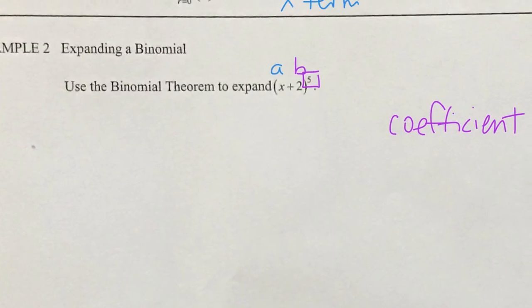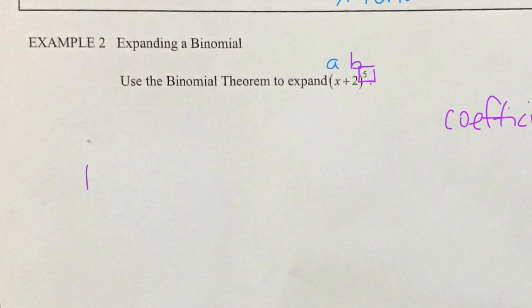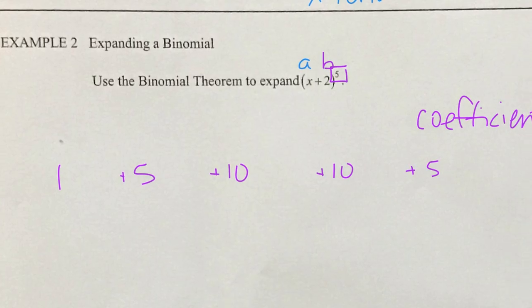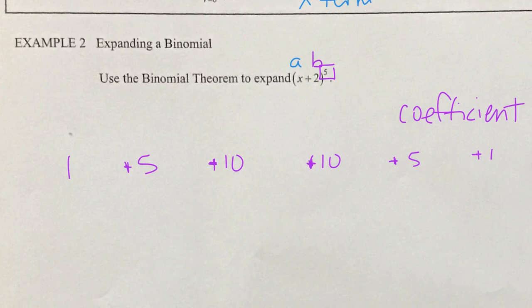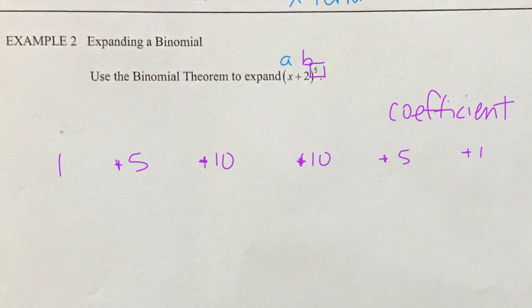So these are the coefficients of your terms. 1, and then 5, and then 10, and then 10, and then 5, and then 1. So we're always going to write a plus in between here. We're adding all these terms together. Okay, so that's what we do first, is we write down the coefficients from Pascal's triangle, or we could use our combination.